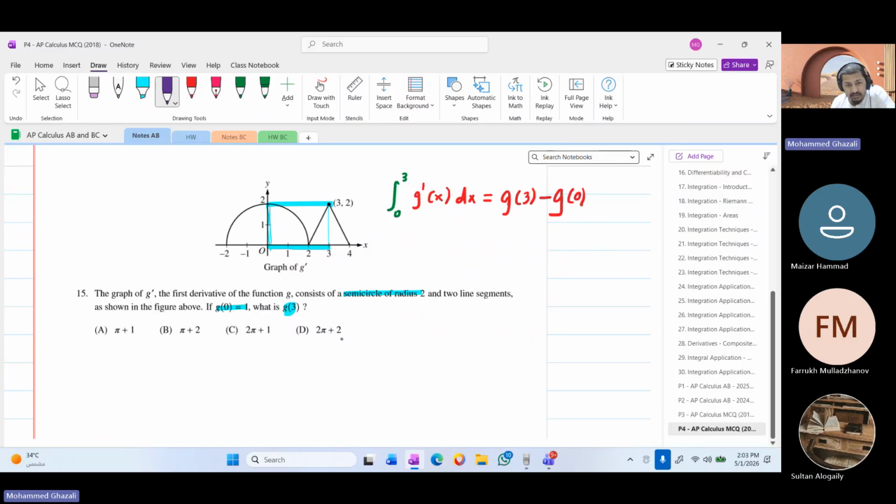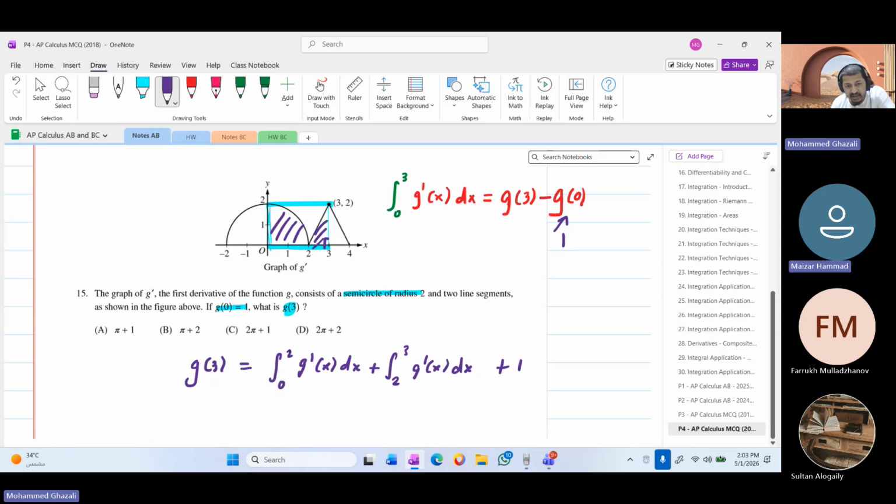We want to evaluate g of 3, so g of 3 is equal to the integral from 0 to 3. But you can't integrate from 0 to 3 as one full function. It's different functions. There's a quarter circle plus the area of a triangle. So you integrate from 0 to 2 of g prime x dx plus the integral from 2 to 3 of g prime x dx. If you move g of 0, which is 1, over, you will get plus 1.